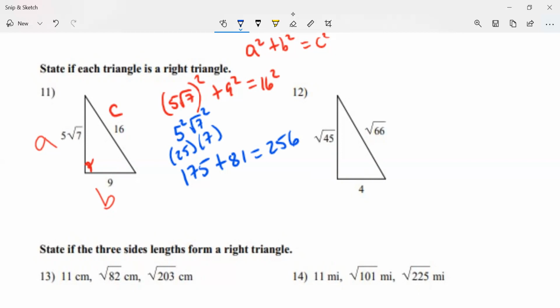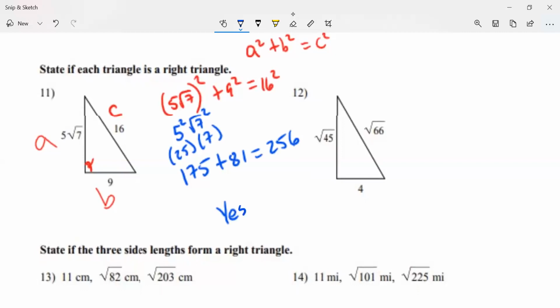So now, state if each triangle is a right triangle. If my last statement makes sense, if it's a true statement, then yes, this is a right triangle. So I'm just going to say yes, it is a right triangle. If my last statement doesn't make sense, and what do I mean by doesn't make sense? 2 plus 3 equals 9. That doesn't make sense. So if my last statement doesn't make sense, then no, this is not a right triangle.